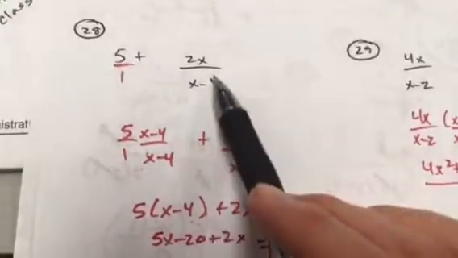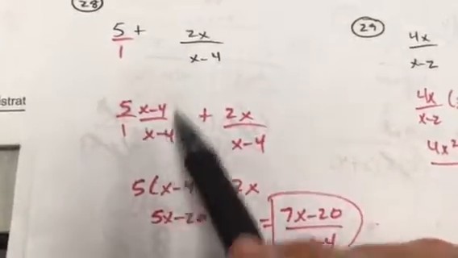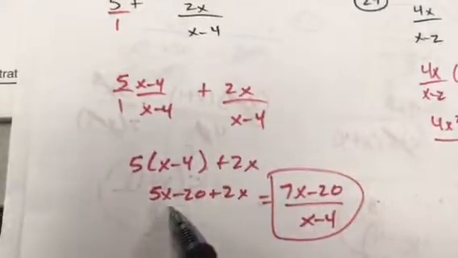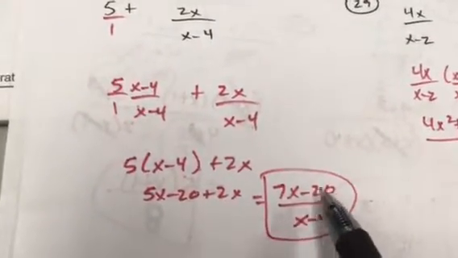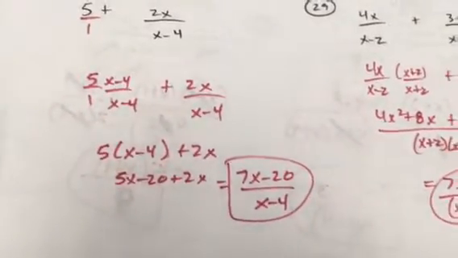This is 5 over 1. If this has an x minus 4, this guy needs the x minus 4 too. Use distribution as we've done here. Combine like terms. 7x minus 20 over x minus 4.